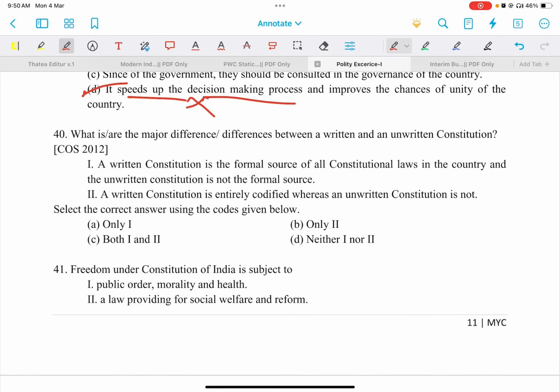What are the major differences between a written and an unwritten constitution? A written constitution is the formal source of all constitutional law in the country, and an unwritten constitution is not a formal source. A written constitution is entirely codified, whereas an unwritten one is not codified. Yes, both 1 and 2 is the right answer.